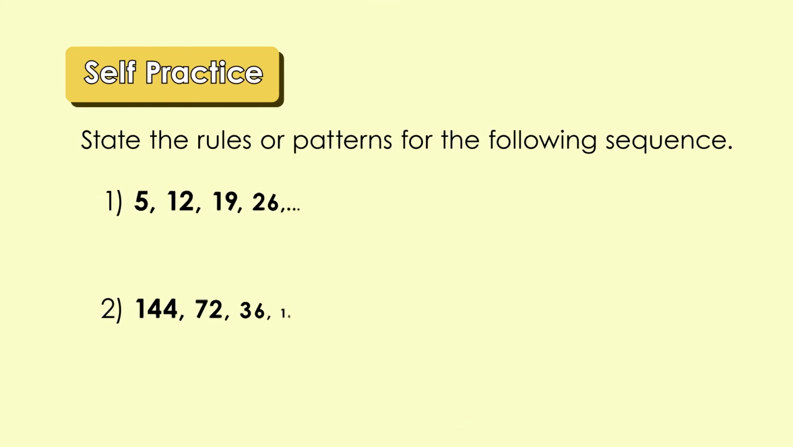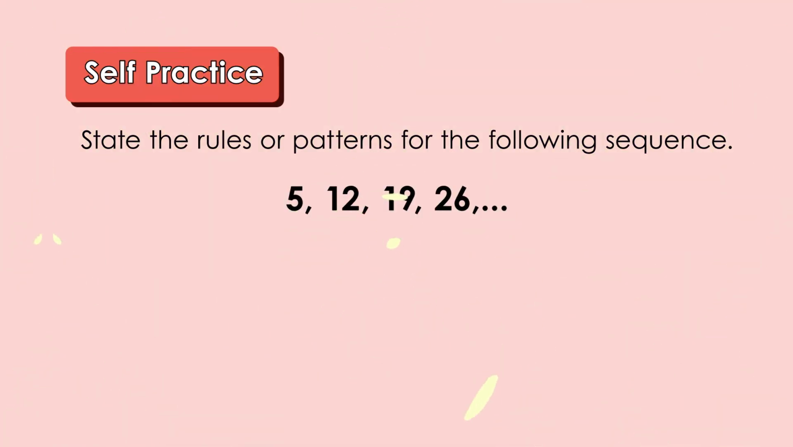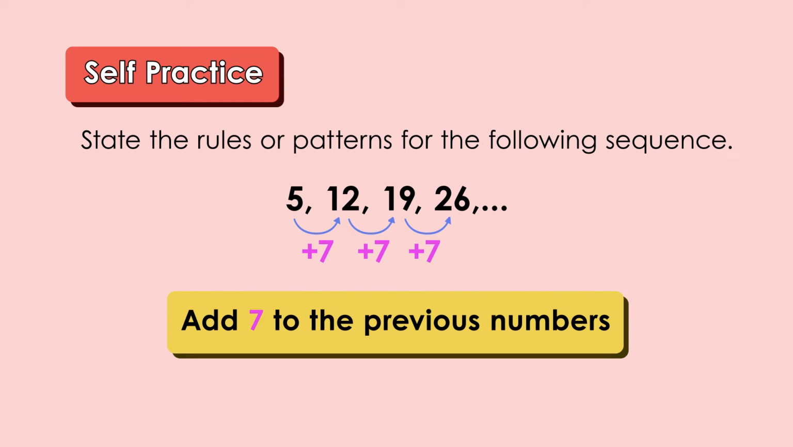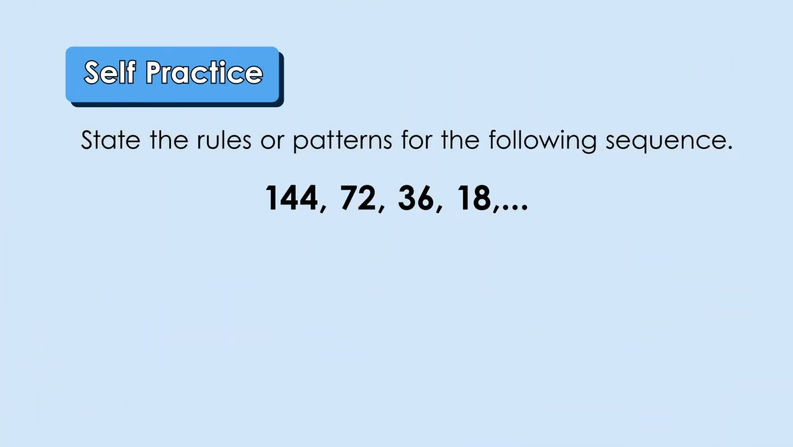Boys and girls, let us try these questions together. State the rules or patterns for the following sequence. Are you ready to check your answers? For this question, the pattern is to add 7 to the previous number. Now, let us look at our second question. For this question, the pattern or rule is to divide the previous number by 2.